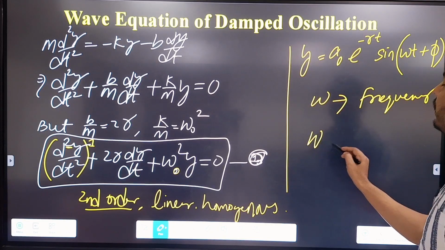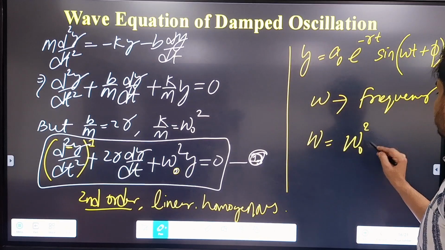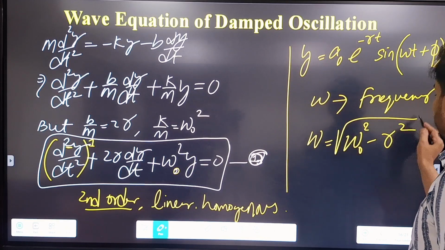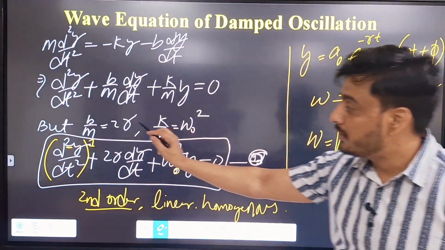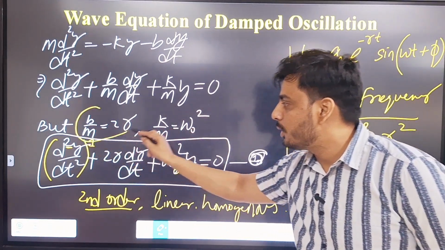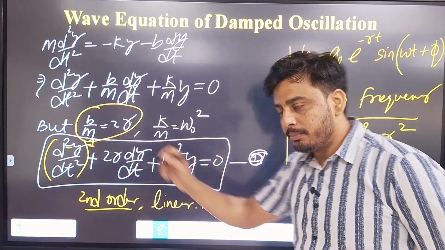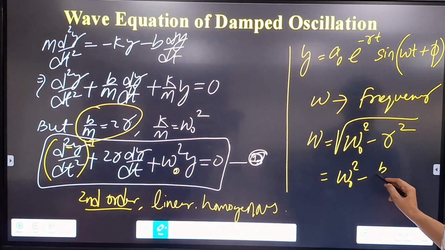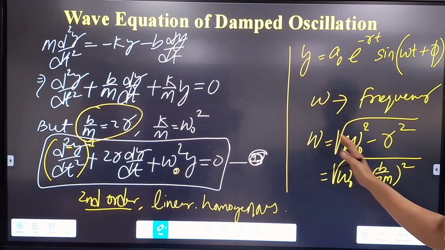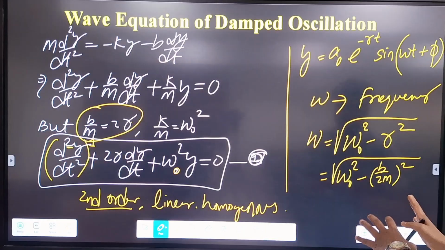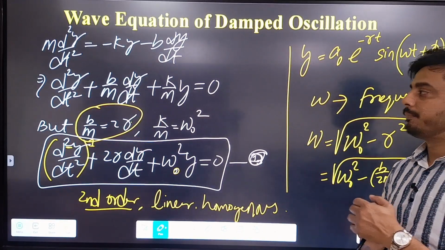The formula of omega is the square root of omega naught square minus r square. We have written b by m equal to 2r, so r will be b by 2m, and we can write omega naught square minus b by 2m whole square. This is the damping frequency, and omega naught is the natural frequency of the body.